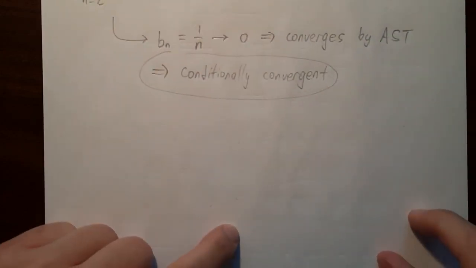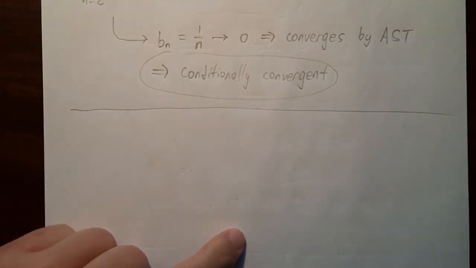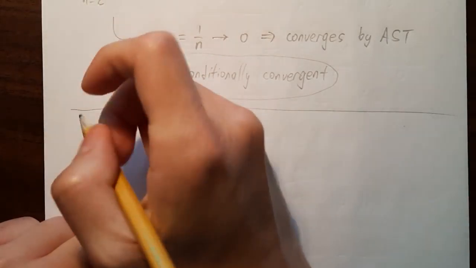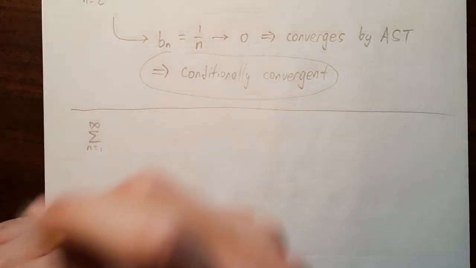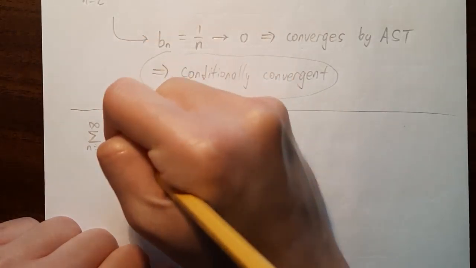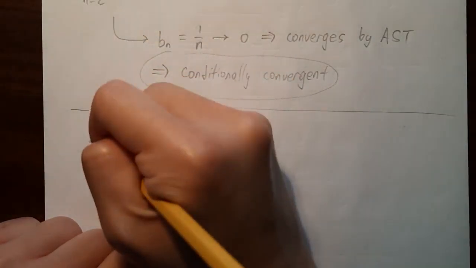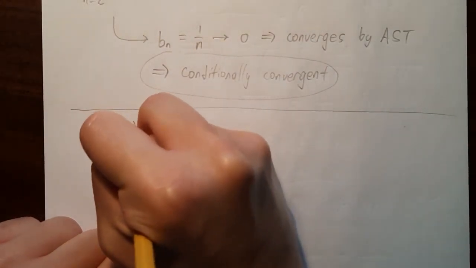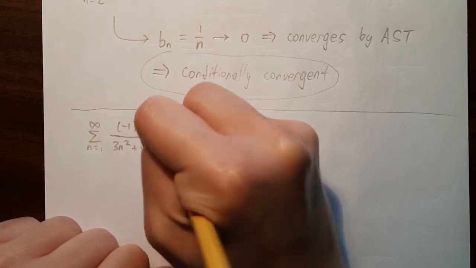Okay, so let's keep on going then. All right, so next one up, I've got the sum from n equals 1 to infinity of (-1)^n times n squared divided by something that looks scary: 3n squared plus the square root of n plus 1.